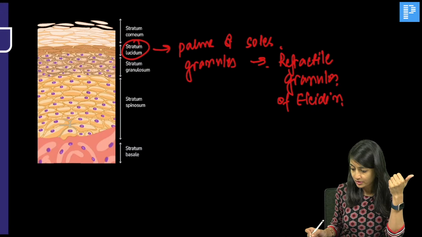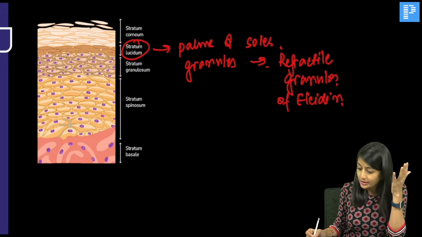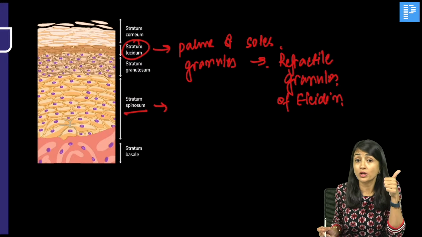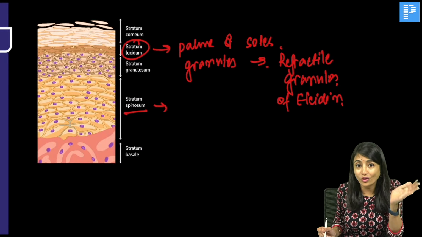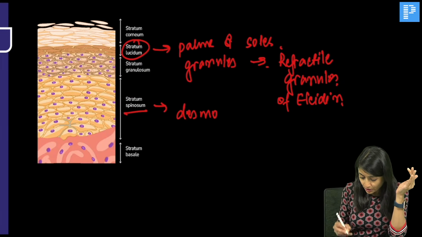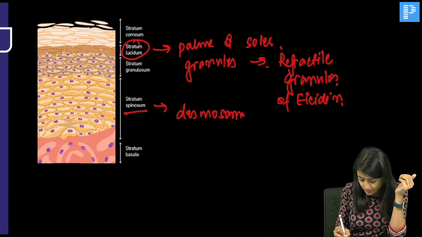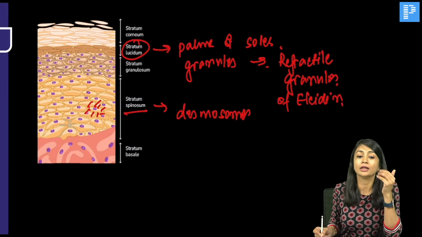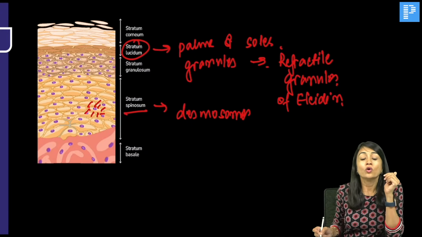Good. You're right, Dr. Deepak, it's in stratum spinosum that you see the desmosomes. Now remember, desmosomes are present in all skin layers, but they are more evident in spinosum because spinosum is my thickest layer, and so you can see these projections which are nothing but desmosomes.